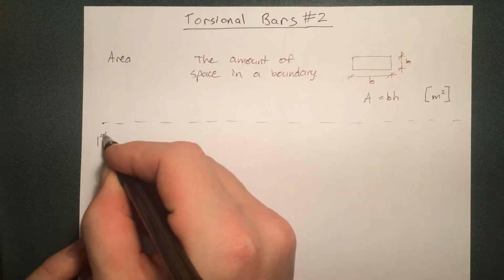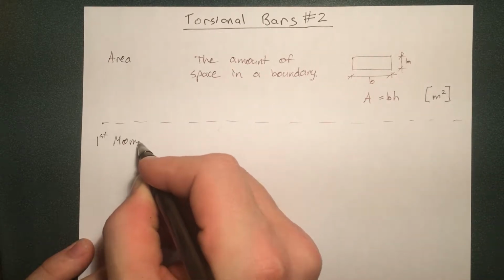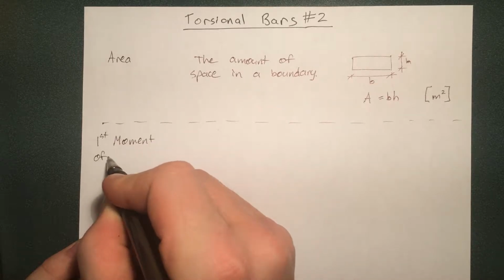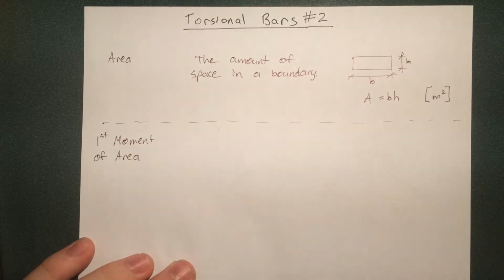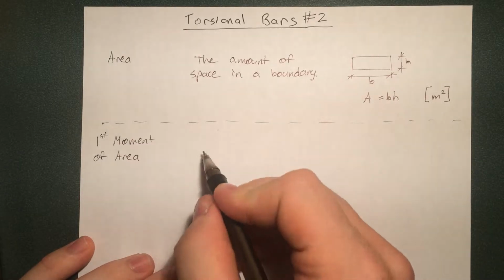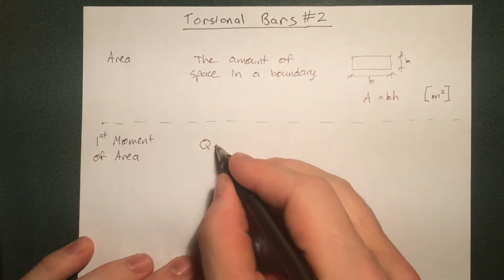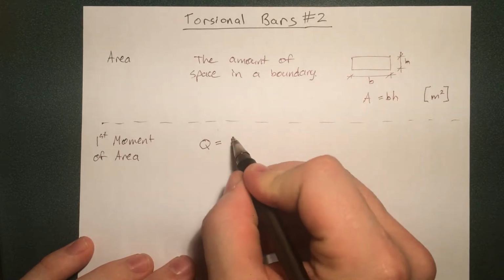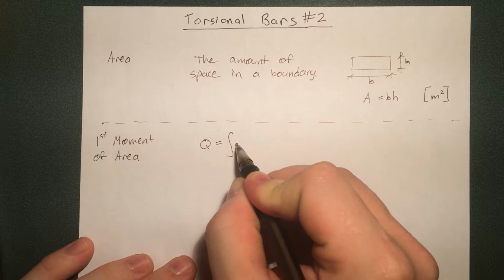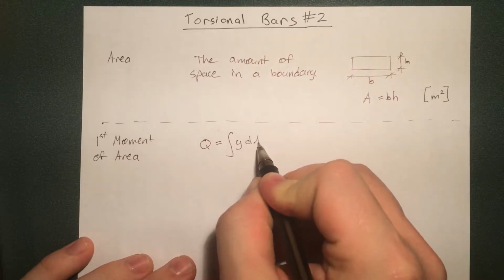Alright, so first, the definition of the first moment of area is this. I give it the symbol Q, it might be called something else, but I call it Q, and it is the sum or integral of y dA.